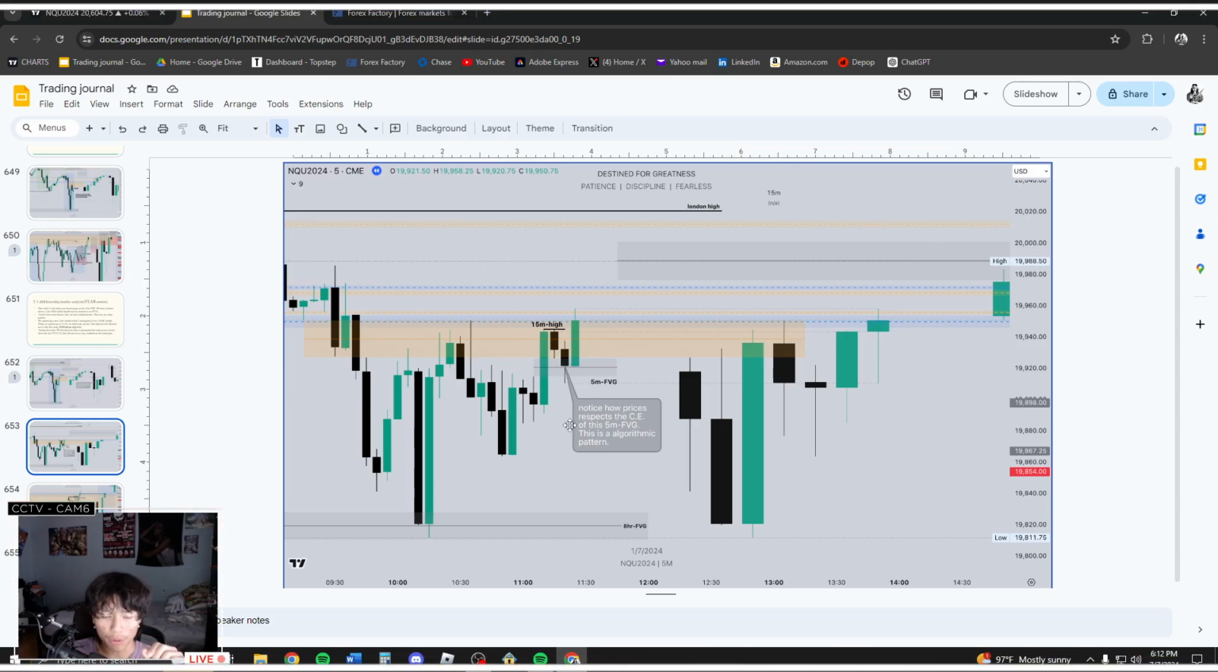One thing I do want to note about this trade that gave me conviction to even hold it is to look at how the 5-minute candle closes. We close right above that consequent encroachment. This is an algorithmic pattern.